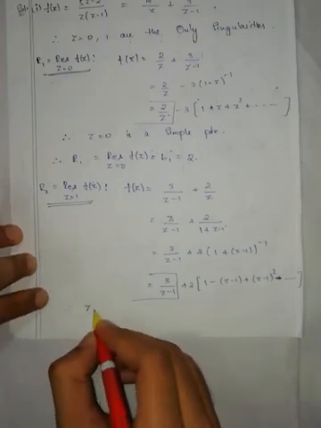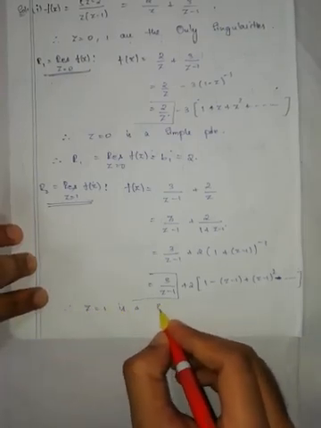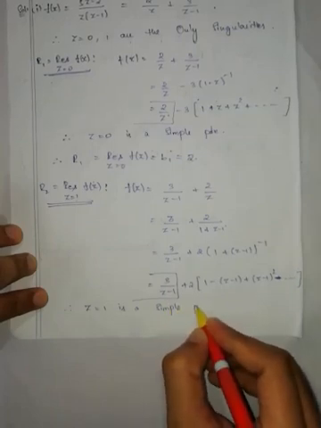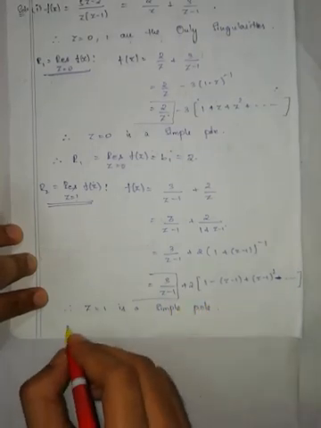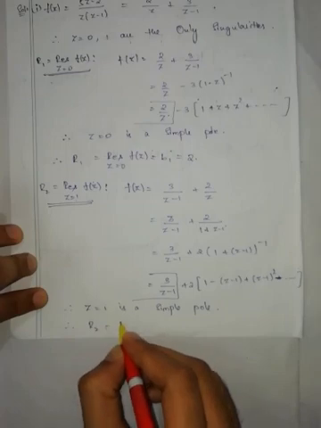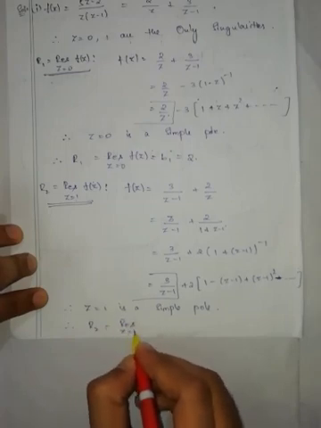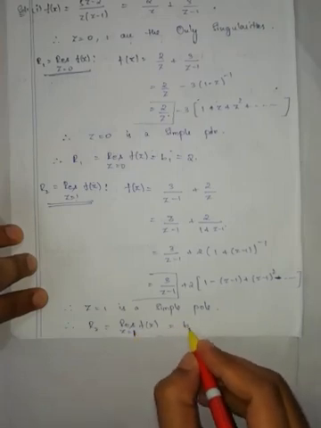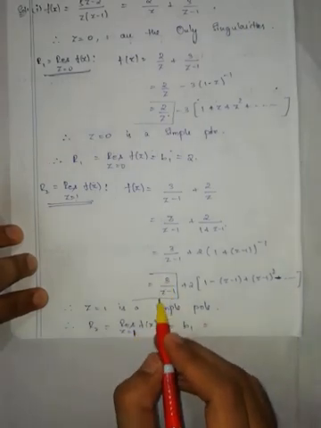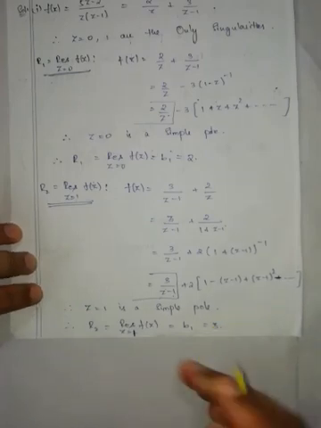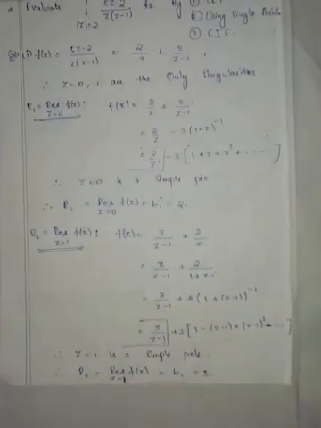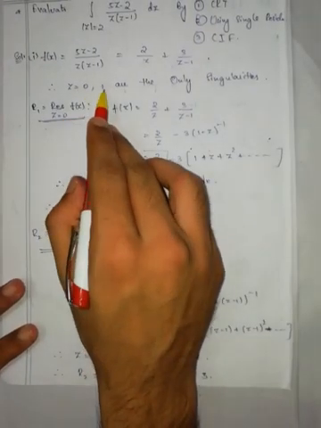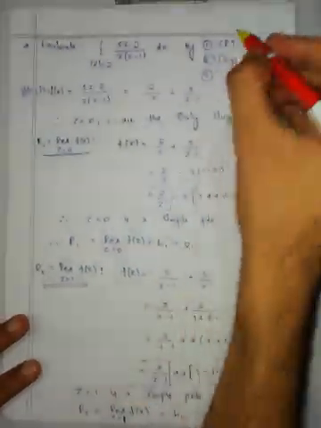Therefore z = 1 is a simple pole. Therefore R2, the residue at z = 1 of f(z), is b1, the coefficient of 1/(z - 1), which is 3. Now for both the singularities we have found the residues. Now apply the Cauchy residue theorem.